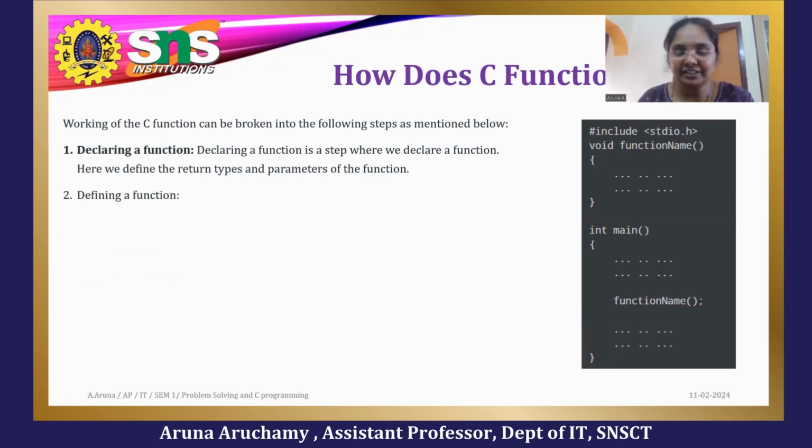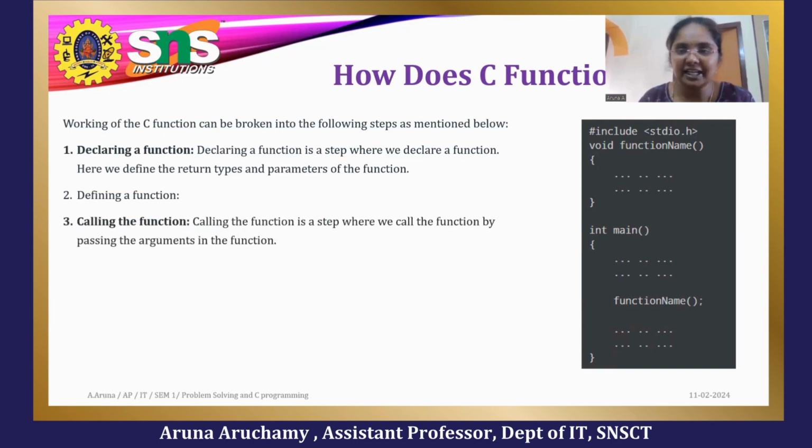The second thing is defining a function. While defining a function, it can be subdivided into different parts. One is calling the function. Calling the function is a step where we call the function by passing an argument to the function. So this is the calling function. Here we have to pass some argument. Inside the calling function, if you want to pass any value, that particular value we call the actual argument or actual parameter.